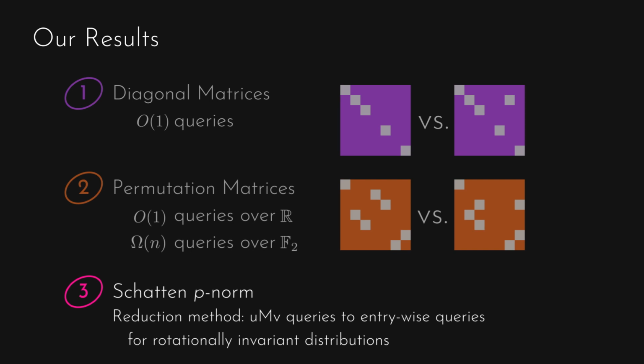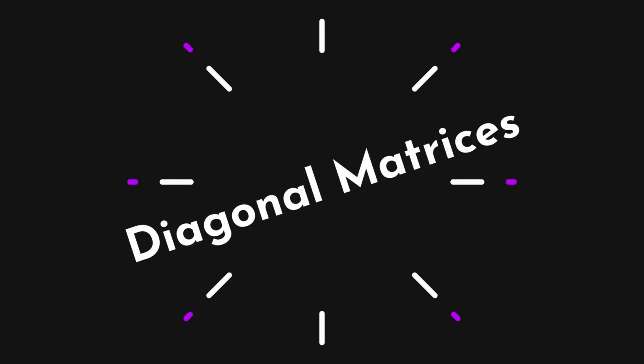So overall, those will be the three main parts of this video. In our paper, we explore several other problems, and I would encourage you to check it out if you are interested. I chose these three topics for the video because I think they provide a good overview of the power and limitations of UMV queries, as well as some of the main techniques that come into play. So let's get moving and talk about diagonal matrices.